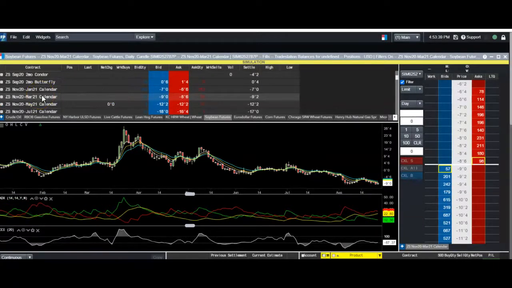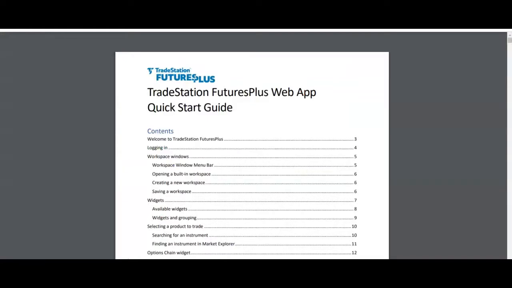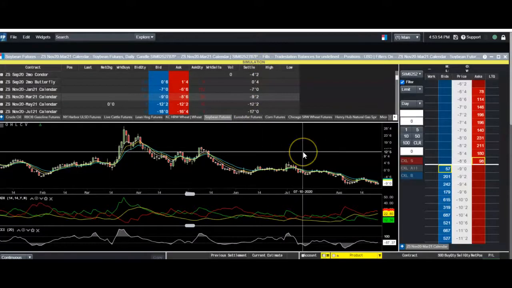We're looking at the November versus March 21 calendar. I had gotten in this. We use seasonal algo as a way to get into trades. Our phase one setups are seasonal trading, just to start. When I first started doing this, I was teaching people just seasonal. It doesn't work just that way.